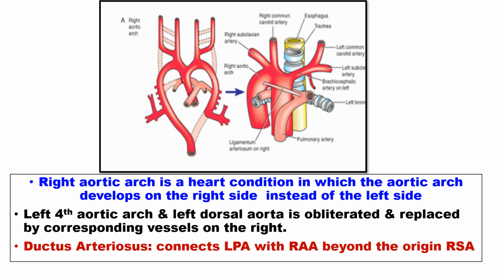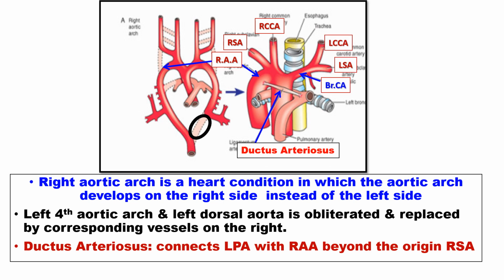The left fourth aortic arch and the left dorsal aorta are obliterated and replaced by corresponding vessels. The most important here is the ductus arteriosus, which connects the left pulmonary artery with the right aortic arch beyond the origin of right subclavian artery.